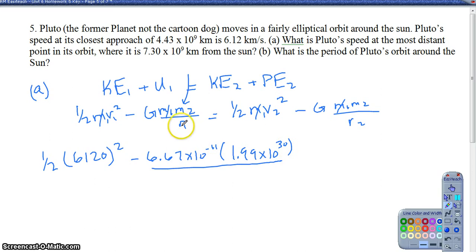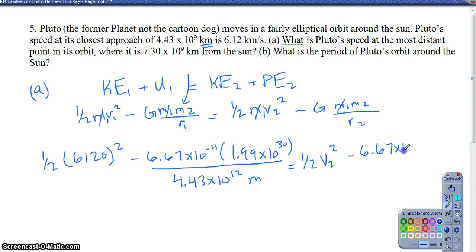And then the closest radius, right, the radius at which it's moving 6,120 meters per second, is 4.43 times 10 to the 9th kilometers. But again, keep in mind, watch our units there, right? So that would actually be 4.43 times 10 to the 12th meters. So I do want to make sure I put that in standard units. Over here, then, I've got 1/2 the final velocity, or the second velocity, which is what I'm looking for, right? That's going to end up being my only variable.